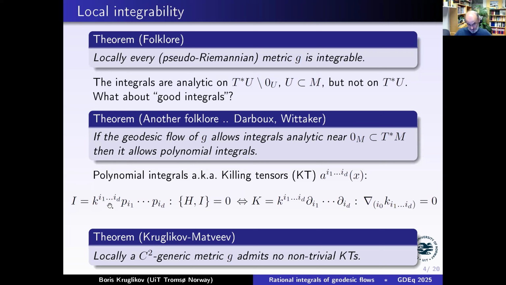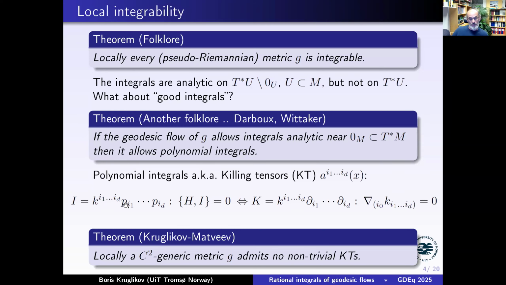So here is how it's written as an integral. I don't have place here for x, but these things depend on x. This coefficient depends on x, and there's summation. So it's polynomial in momenta p of degree d, with coefficients smooth, for example, in base coordinates x.